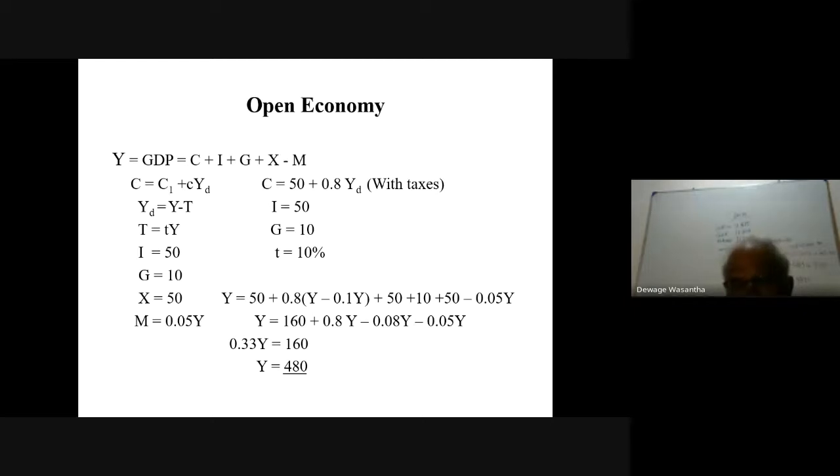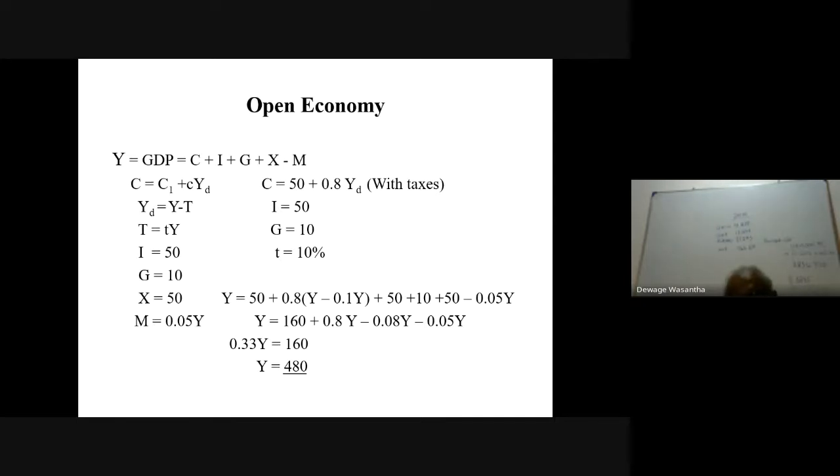By simplifying, you get 50 plus 100 plus 10 is 110, 110 plus 50 is 160. The Y terms you can also simplify: 0.8Y, 0.08Y, 0.05Y. Simplify and get all these Y terms to the right-hand side of the equation. Y minus, simplify this thing. Then you get 0.33Y equals 160. Y equals 480. Income equals 480.